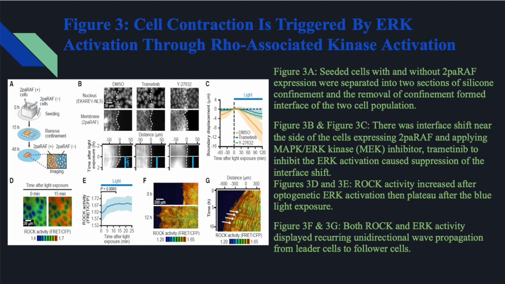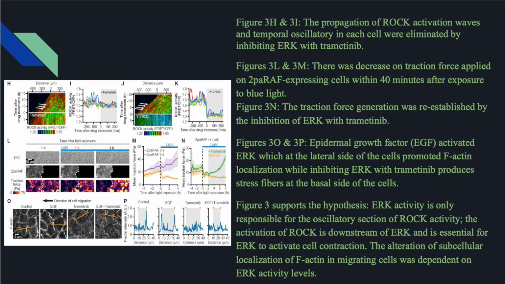Figures 3d and 3e showed that ROCK activity increased after the optogenetic ERK activation, then plateaued after the blue light exposure. Figure 3f and 3g, both ROCK and ERK activity displayed recurring unidirectional wave propagation from leader cells to follower cells. Figure 3H and 3I, ROCK activation waves and temporal oscillations in each cell were eliminated by inhibiting ERK. Figures 3J and 3K, the oscillatory activity in each cell was eliminated and there was a decrease in basal activity of ROCK by inhibiting ROCK with Y27632.